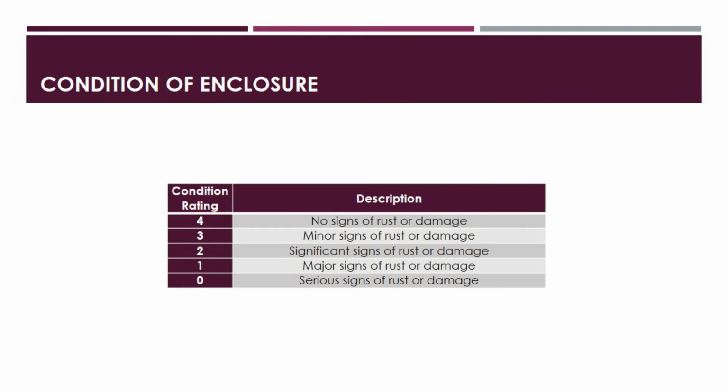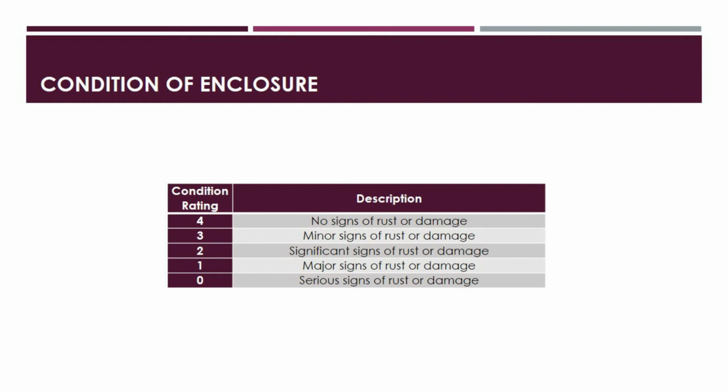Now, next is the condition of the switchgear enclosure. For a rating of 4, the switchgear should have no signs of rust on the tank or enclosure, or damage on the enclosure due to corrosion, dirt or contamination, or vehicle accidents. For a rating of 3, there are minor signs of rust or some damage or dirt contamination or minor signs of vehicle accidents, but very minor.